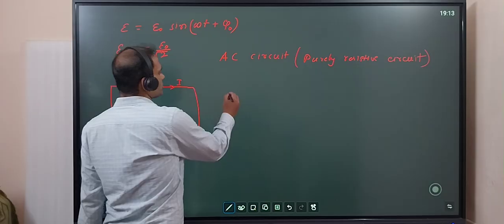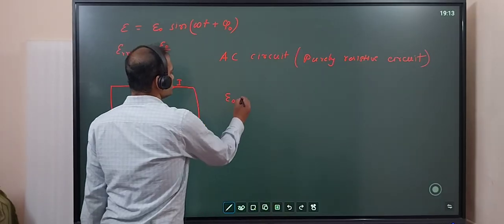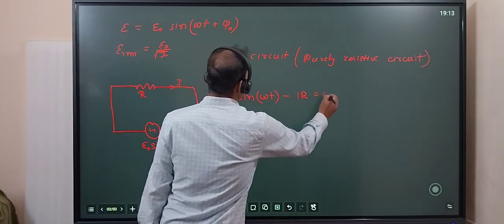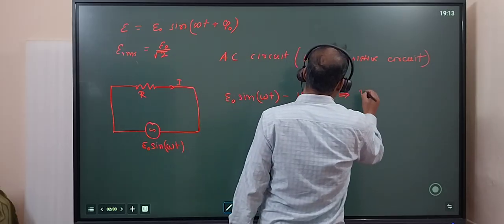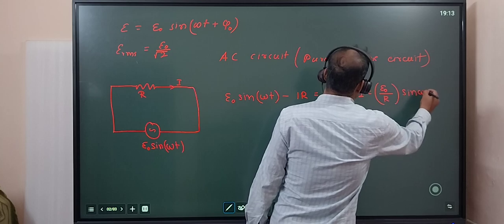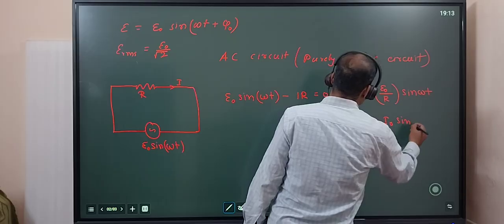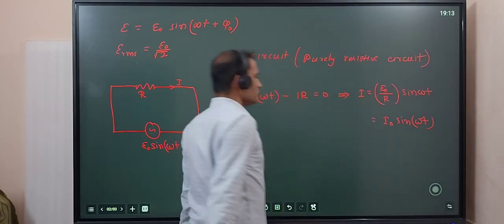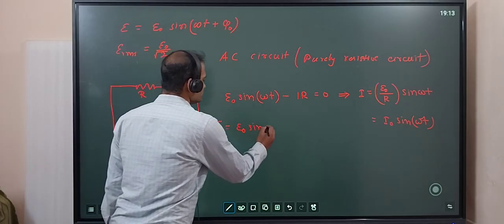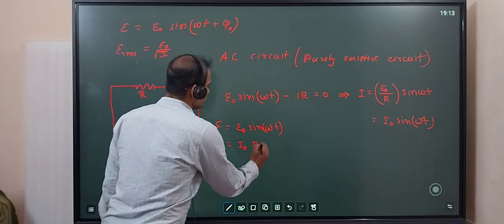So using the Kirchhoff law, you can write E minus, the applied voltage is E naught sine omega t, and the current is I, and this gives us I is equal to E naught by R sine omega t, and I will write it as I naught sine omega t. So EMF was E naught sine omega t, right? And current is I naught sine omega t.